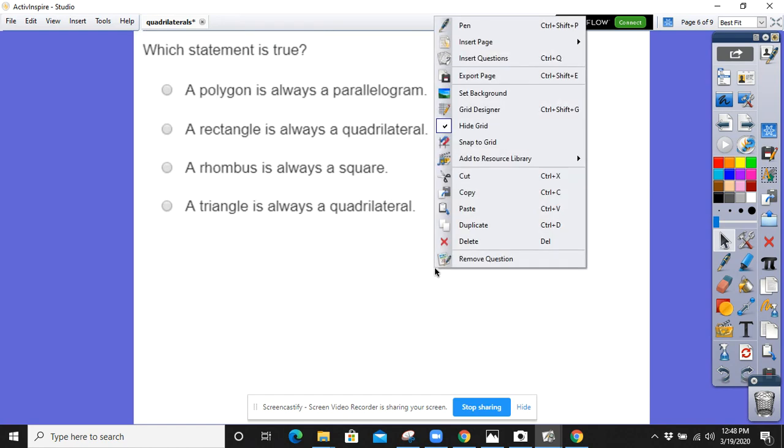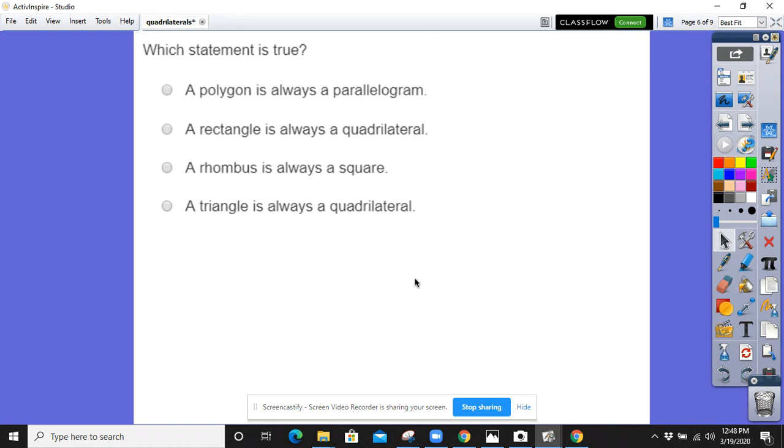Which statement is true? A polygon is always a parallelogram. A rectangle is always a quadrilateral. A rhombus is always a square. Or a triangle is always a quadrilateral. So go ahead and answer this.